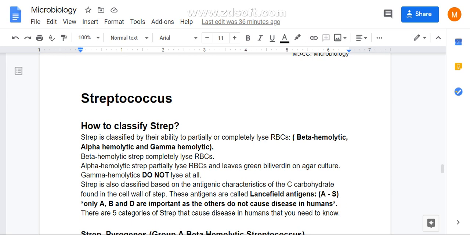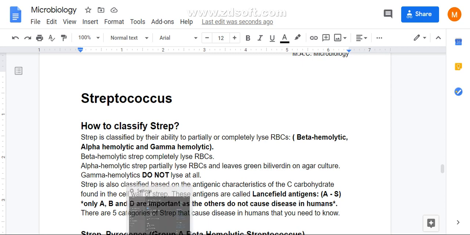The other way we classify strep is by what's called the Lancefield antigens. Strep is classified based on the antigenic characteristics of the C carbohydrate found in the cell wall of strep. These antigens are called Lancefield antigens, and they go from A to S, but you don't need to know all of them, because only A, B, and D are important, because these are the only ones known to cause disease in humans. There are 5 categories of strep that cause disease in humans that we will need to know as doctors.